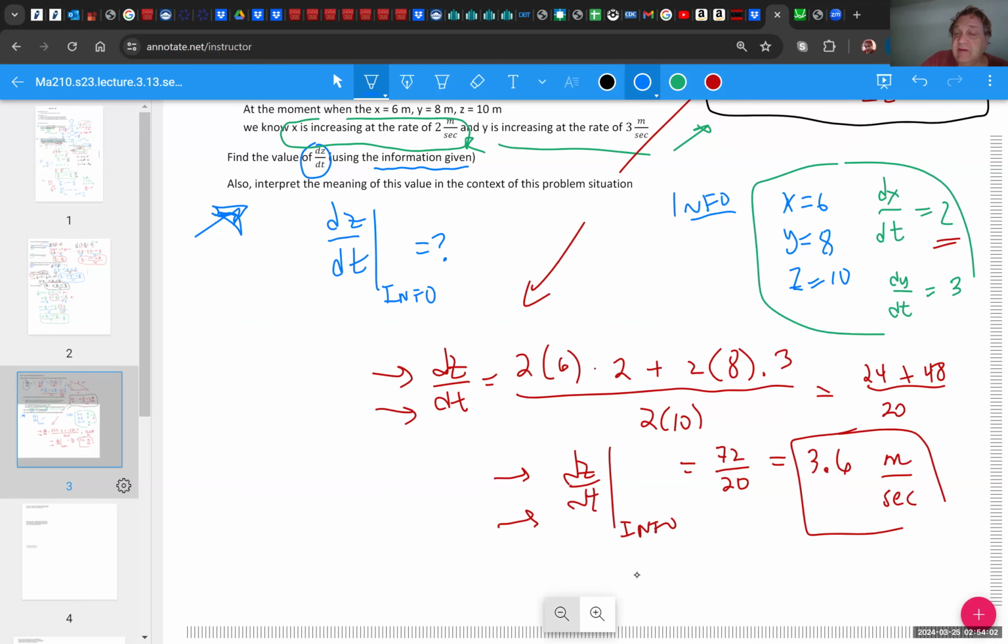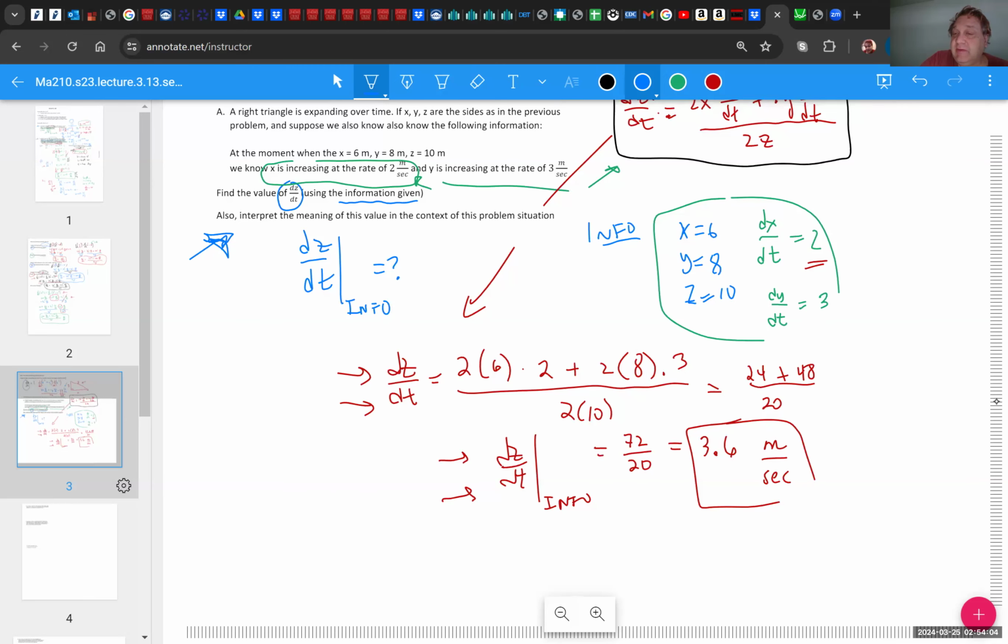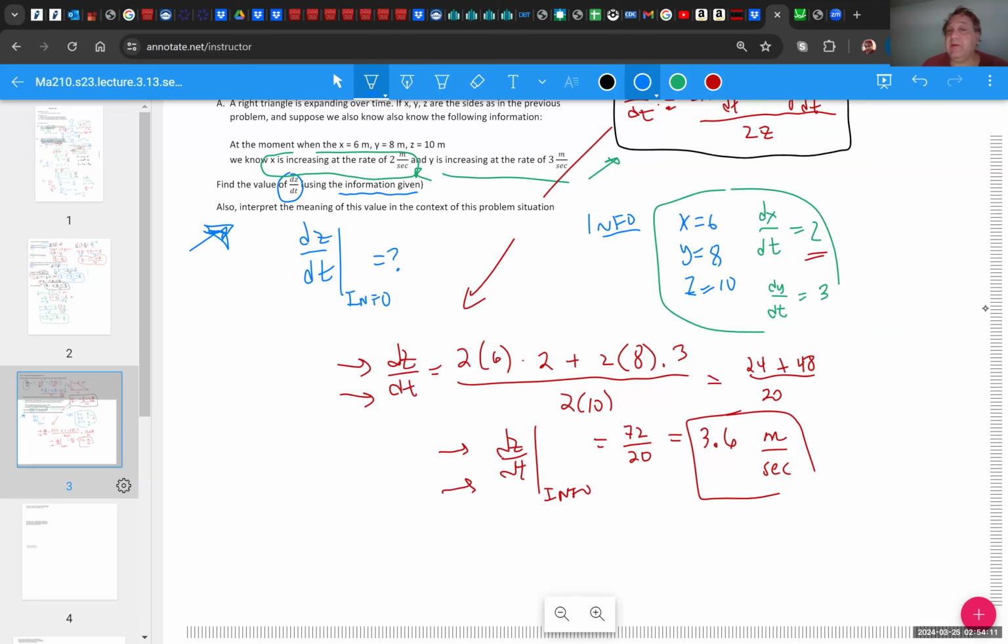So we're supposed to write a sentence explaining what the 3.6 means. Knowing that it's 3.6 meters per second is going to be really helpful. So we're talking about a derivative. We're talking about the derivative at a particular moment in time. This is the instantaneous rate of change. So at this instant, something is changing.